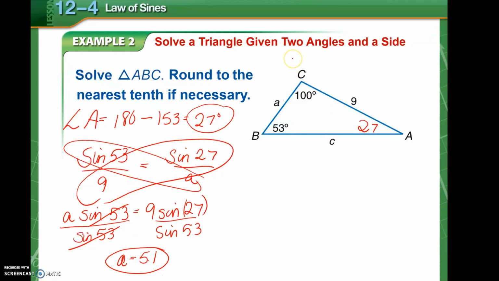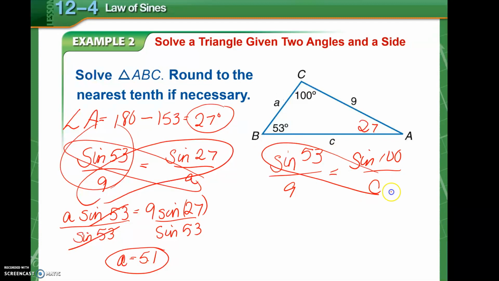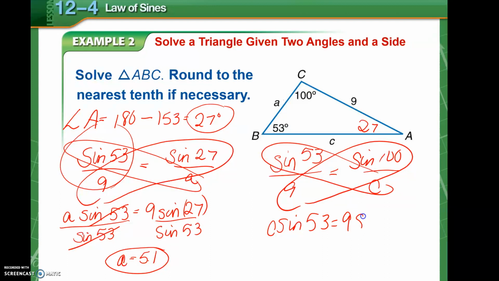Now we need to find side C, and it's the same thing. I'm going to use that same first full proportion that I have, so sine 53 over 9 equals sine 100 over C. We can cross multiply: C sine 53 equals 9 sine 100. Divide by sine 53. So I have 9 sine 100 divided by sine 53, and you get 11.1.